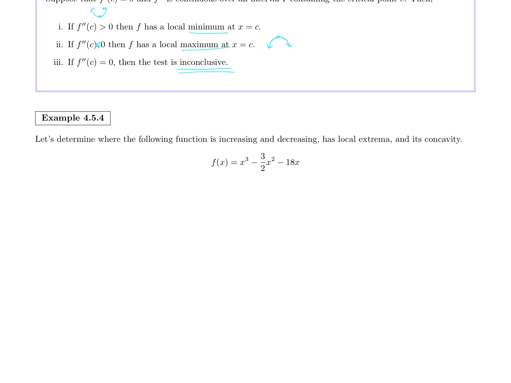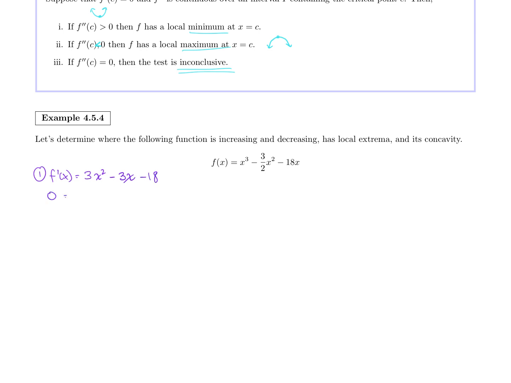Let's try putting all of this together and see if we can find all of our maxes and mins and confirm it with our second derivative test. So let's look at another function here where f of x is x cubed minus 3x squared minus 18x. First things first, find f prime of x. Here, f prime of x, using our good old power rule, is 3x squared minus 3 halves times 2x makes it 3x, and then minus 18.